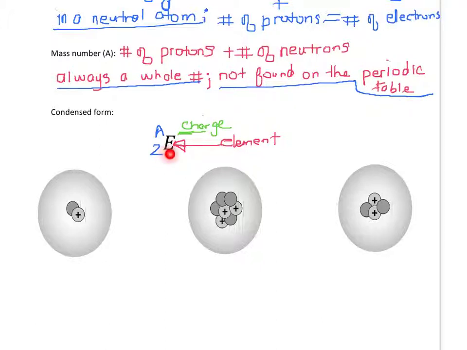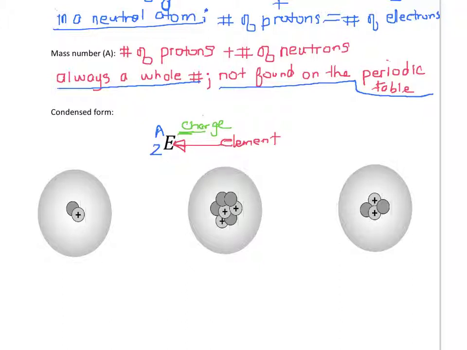So whatever the element here we're talking about, the Z, remember that's our atomic number, and A is our mass number. In the top right hand corner we have the charge of the element, and we'll talk about how we get a charge in a couple minutes. So let's look at an example of this.